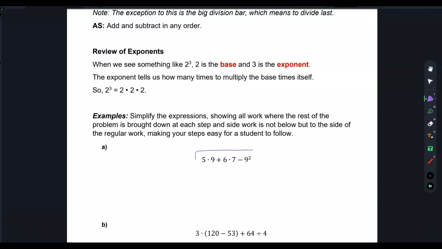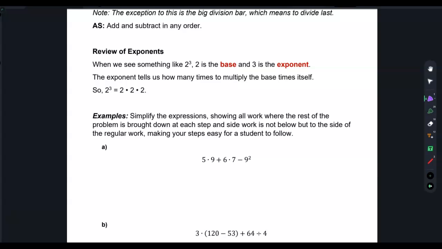If we look at this example, letter A, we would first look for any parentheses or grouping symbols and do what's inside of those first. In this case, I'm not seeing any of that. So then I would move on to the E, which stands for exponents. And in this case, I am seeing an exponent here, so I would go ahead and apply that. So 9 squared is the same thing as saying 9 times 9, and 9 times 9 is 81.